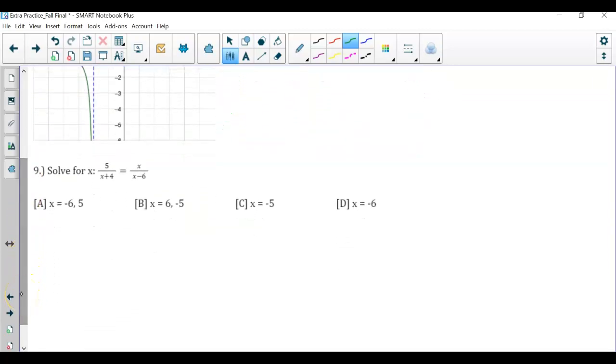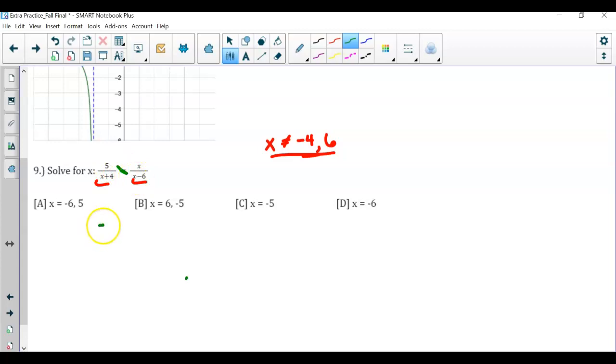Question number 9. This is review on solving for x. So remember, when solving the equation, make sure to identify what are the values that are extraneous. So x cannot equal, according to our denominators, -4 and +6. So keep in mind that those are the two values that are extraneous. Now we do have just two proportions here. Our two denominators have nothing in common, nothing can be factored. So now we just cross multiply.